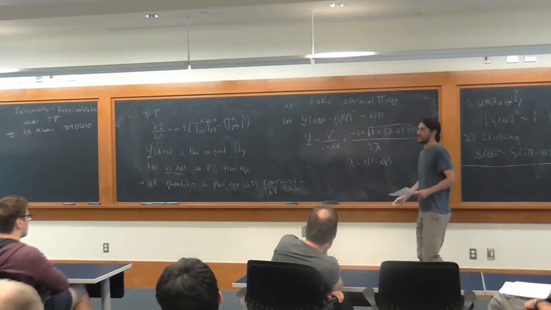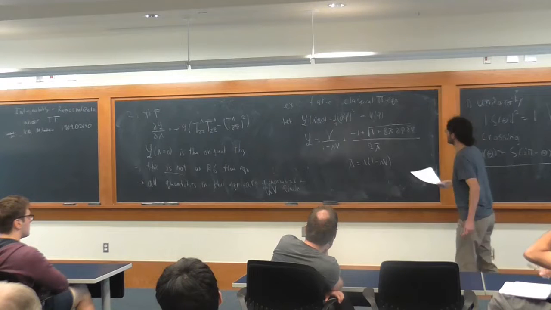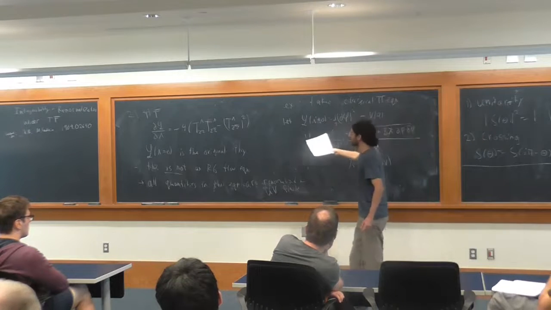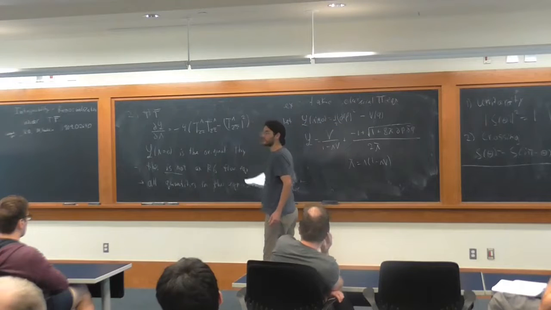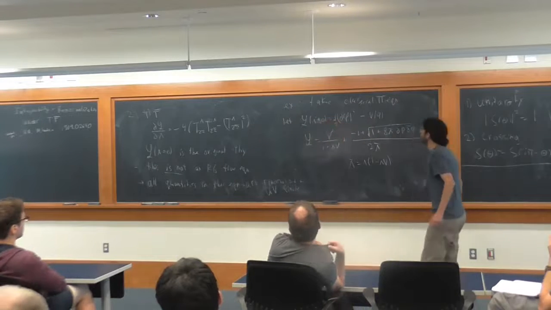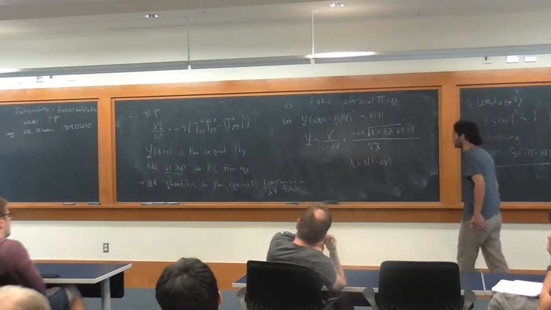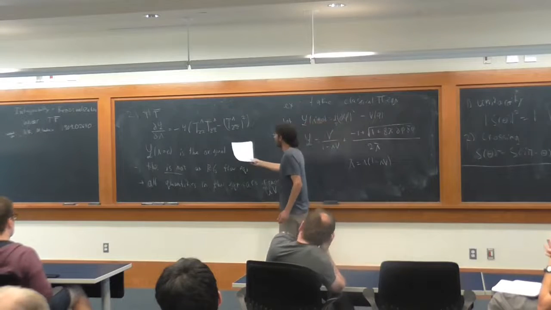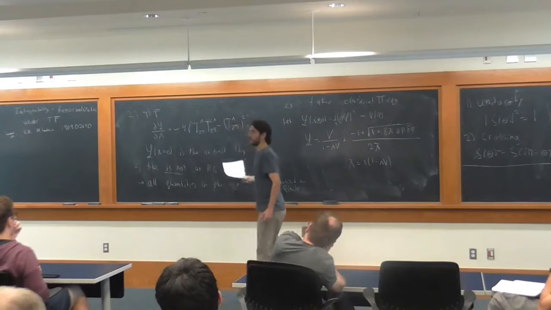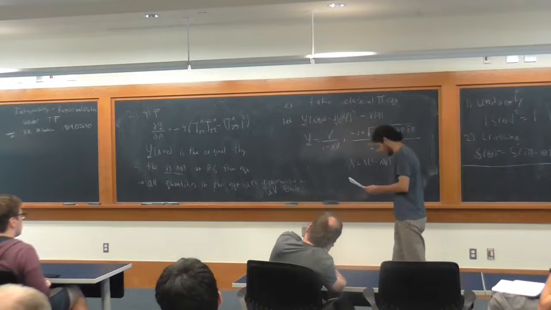Why is this a tree-level result? Because I took a classical Lagrangian, and I turned this into a classical equation. Whereas for Smirnov and Zamolodchikov, this is a fully quantum equation with renormalized quantities.